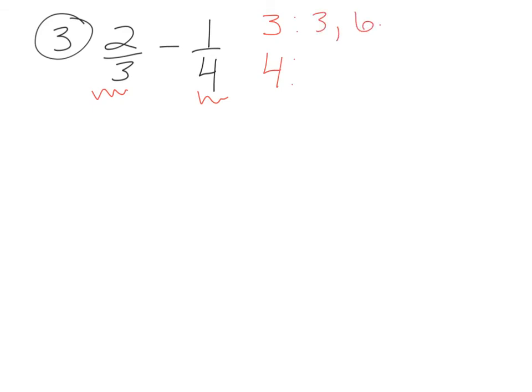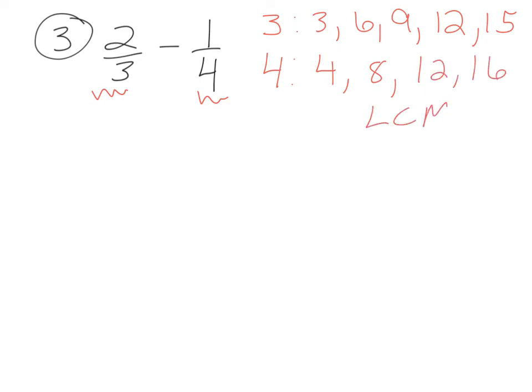So it's 3, 6, 9, 12, 15. It's 4, 8, 12, and 16. I'm looking for the least common multiple. The least is going to be, for this example, the 12s. The 12s are going to be the least. So those are what I'm going to use.